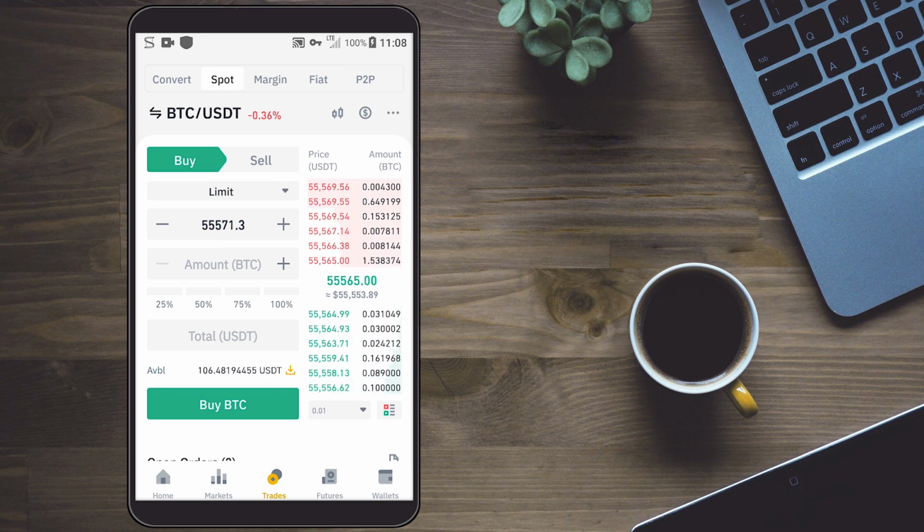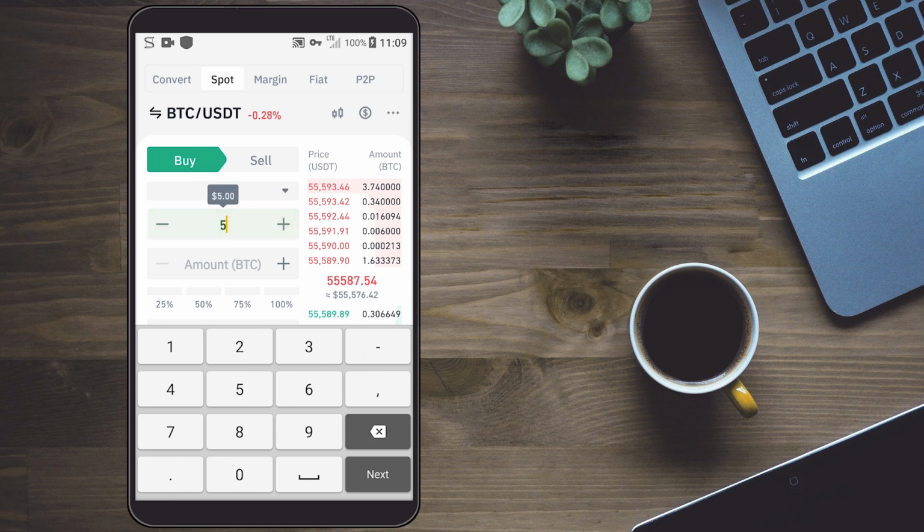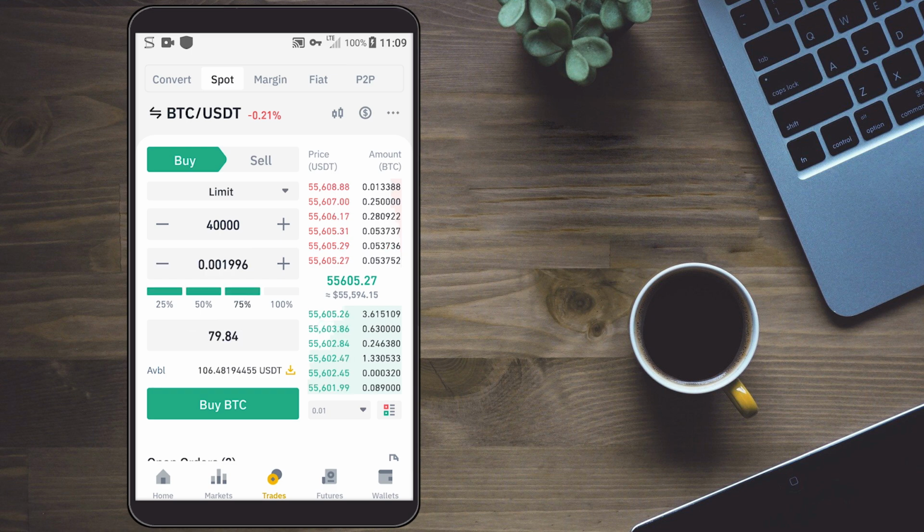Consider we have analyzed the chart and we think that, for example, 40,000 is a significant support level, and we believe that after hitting this level, the price will advance. So we want to buy Bitcoin at 40,000 when the price reaches this level. With the help of a limit buy order, we can do this. So here we enter the price 40,000, and the amount, for example, 75% of my available USDT. I touch on buy BTC and it's a success.